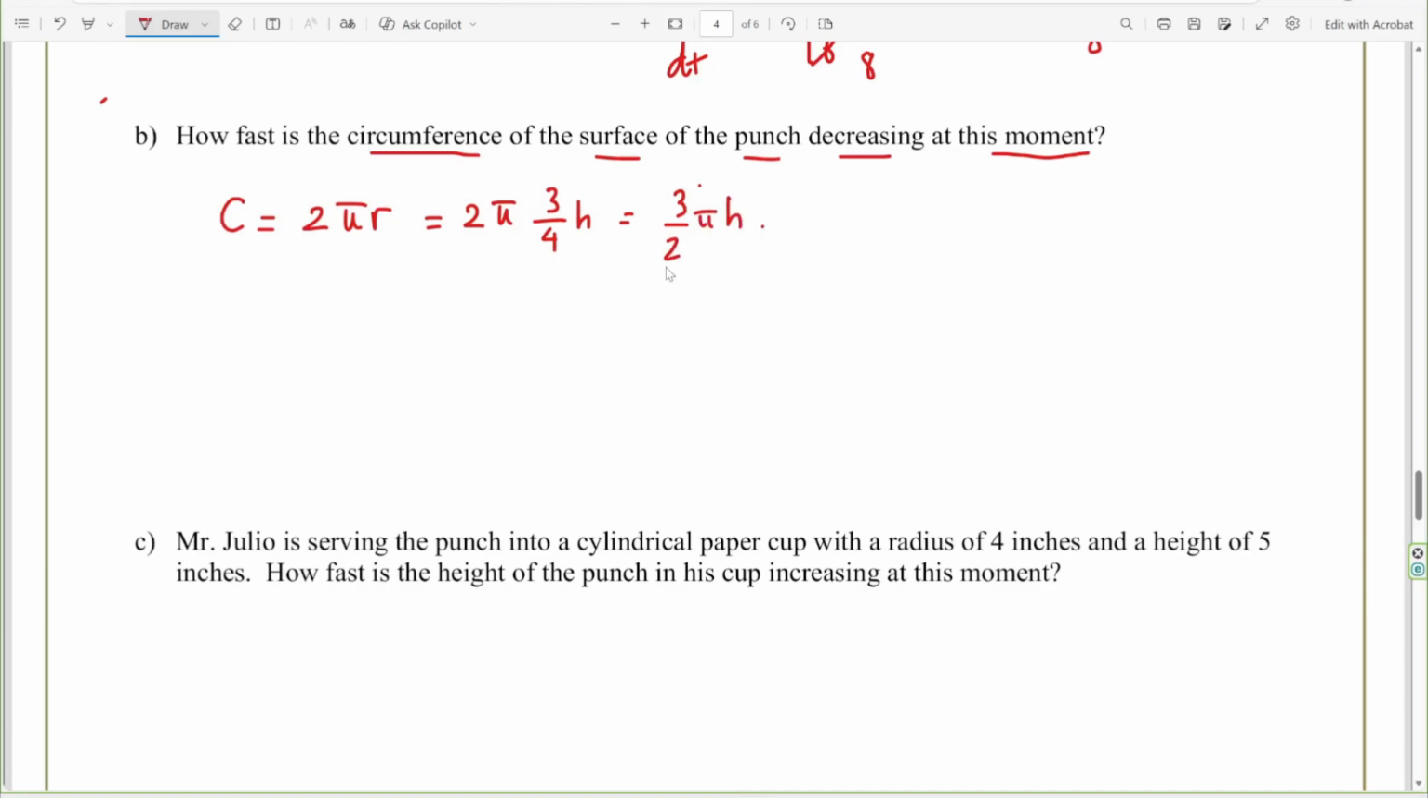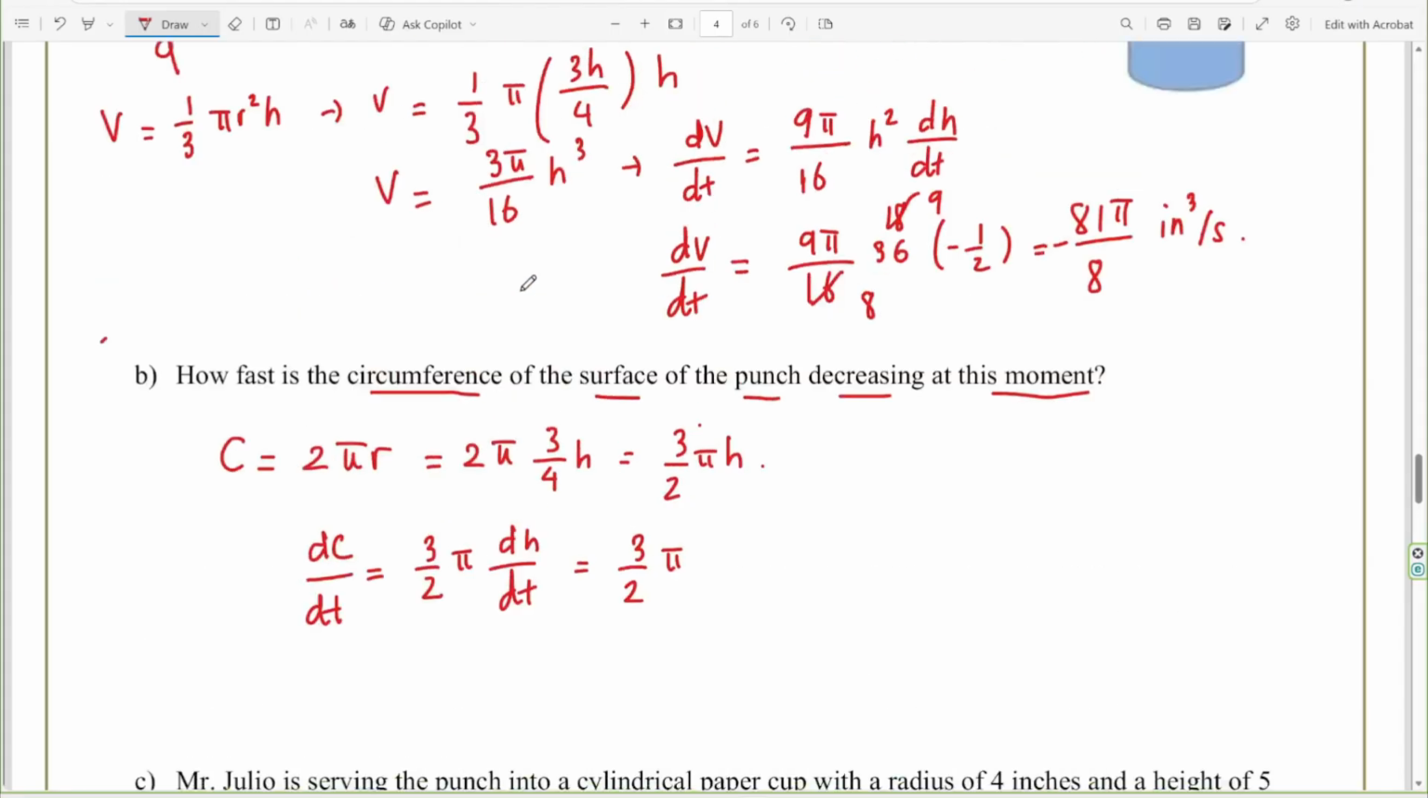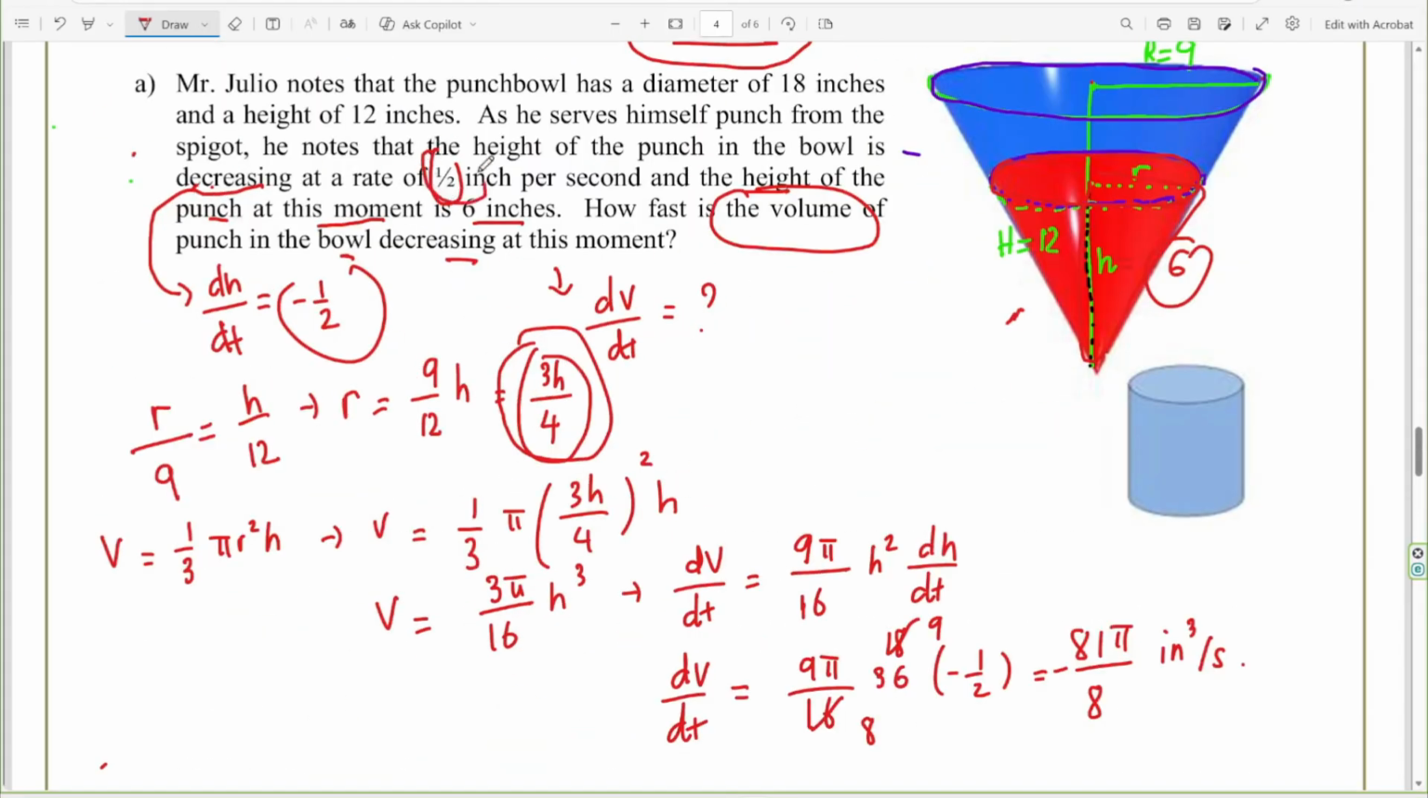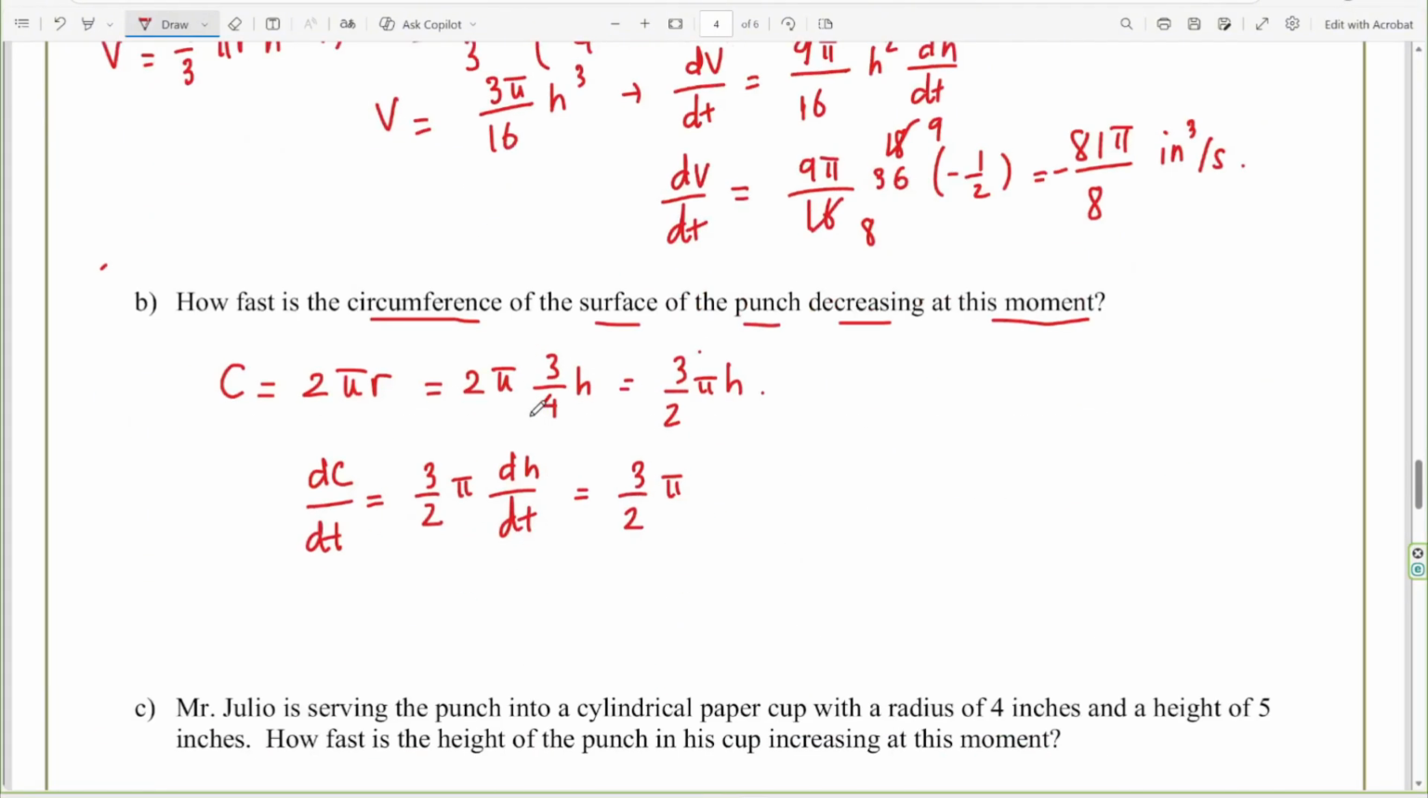Now we need to take the derivative of both sides with respect to t. So we have dC over dt equals 3 over 2 pi dh over dt. And it's going to be 3 over 2 pi times dh over dt, which is given by this one right here, negative 1/2.